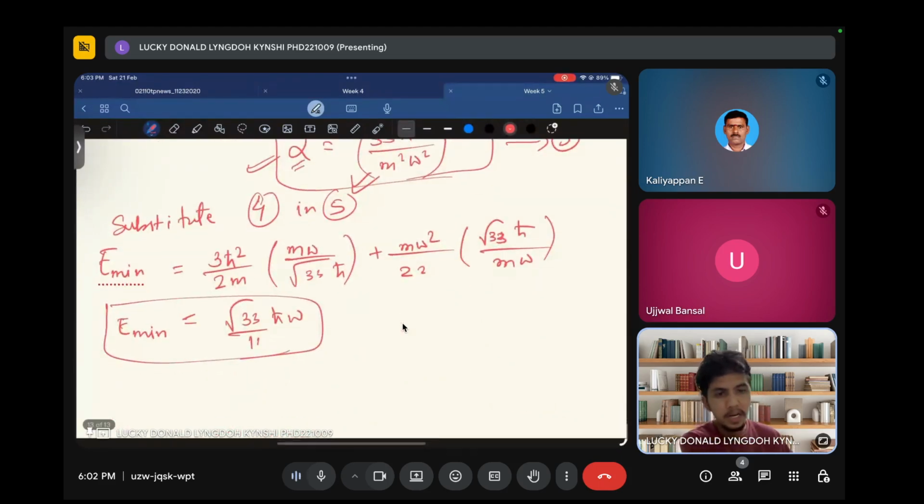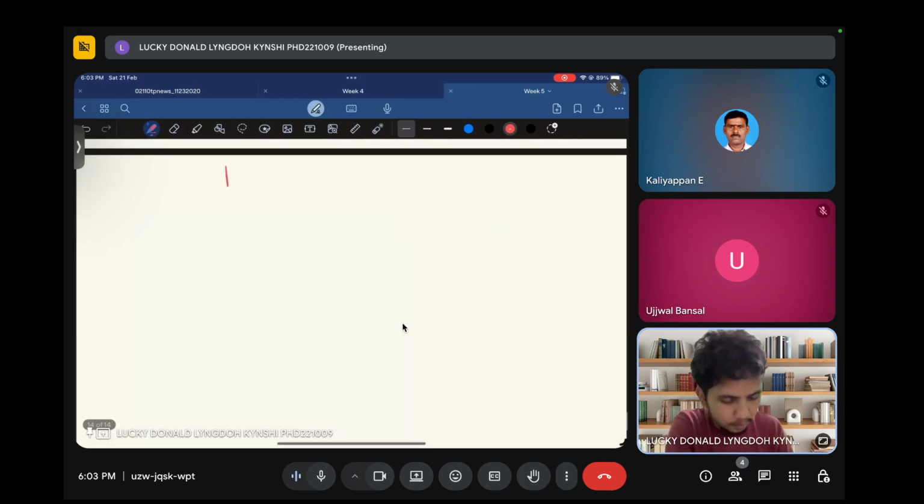Okay, so now the next case which I will be solving, maybe one more problem I can solve, is related to time dependent perturbation.